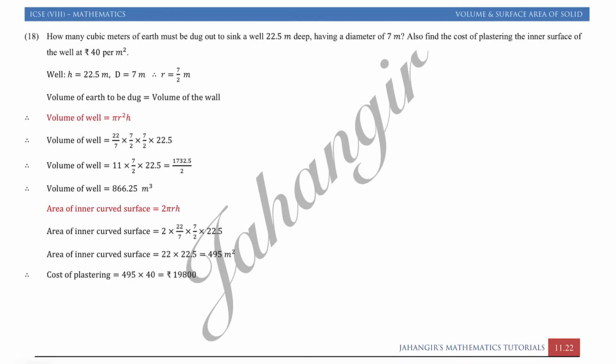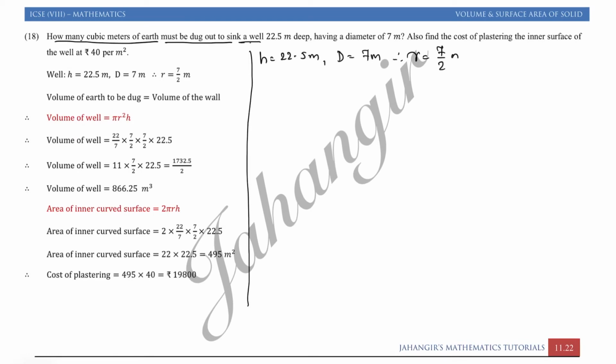Question 18. How many cubic meter of earth must be dug out to sink a well? Well is in the shape of cylinder whose depth, that is height, is 22.5 meter and diameter is 7 meter, so radius will be 7 by 2 meter. You have to also find the cost of plastering the inner surface of the well at a rate of 40 per meter square.